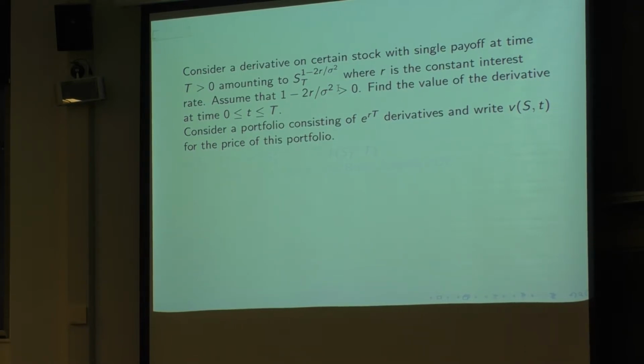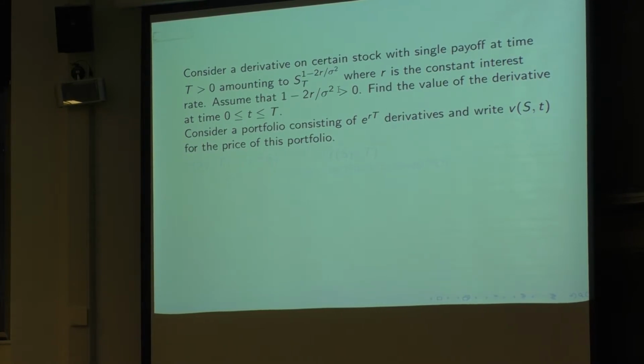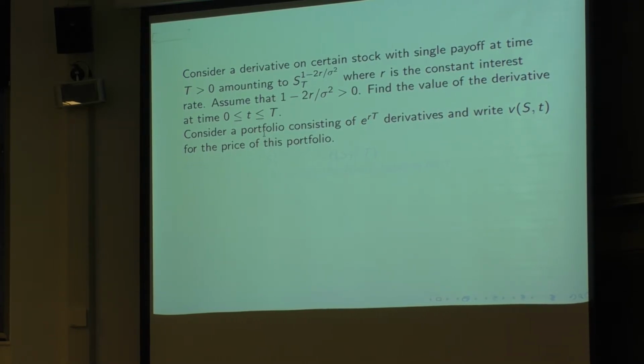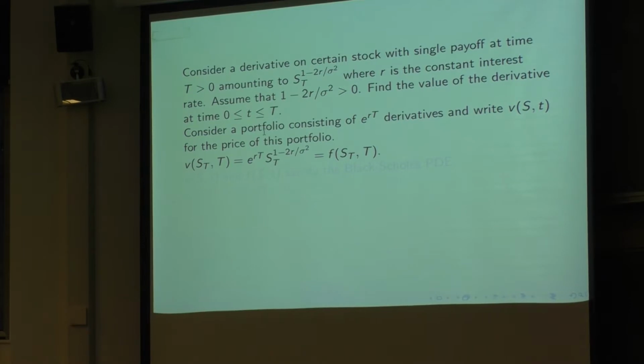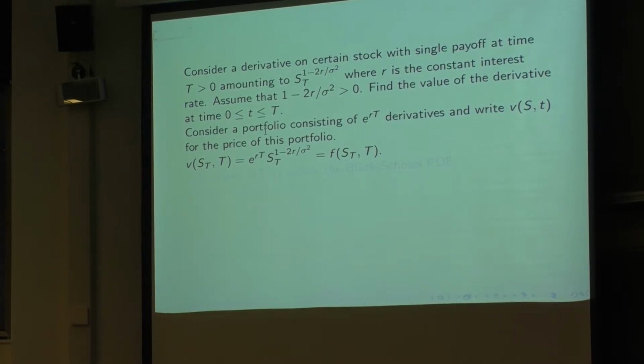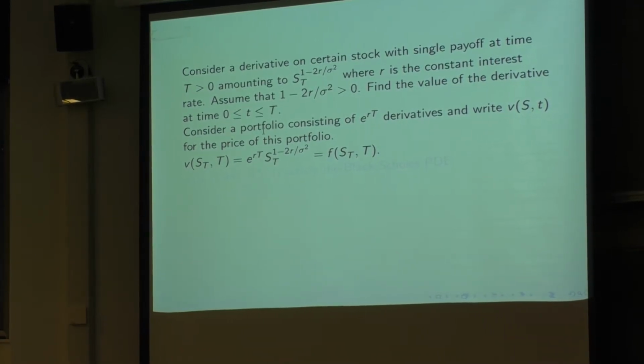And here's the trick. Instead of looking at one derivative, let's have a look at e to the RT derivatives. R is the interest rate, T is the expiration time of this derivative. And let's give a name to the price of this portfolio consisting of this number of derivatives. Okay, so let's ask ourselves, what do we know about the value of this derivative? We know that V at expiration, so if you get to expiration time T and you find what S of T is and you plug it into the value of your derivative, what do you get?